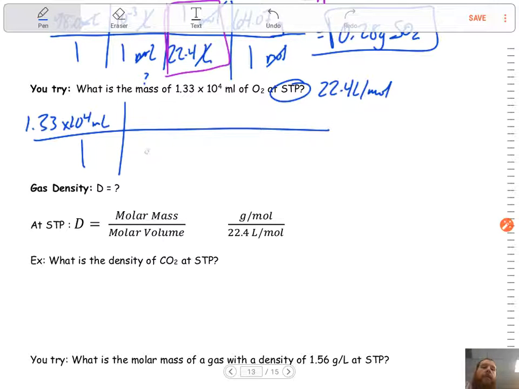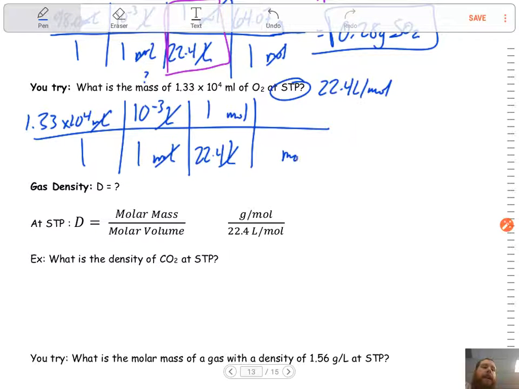So I need to get from milliliters to liters. So milliliters on the bottom, liters on the top. Mils will cancel out. I always put a 1 with my prefix, and then I'll put the 10 factor with my base unit. So this is 10 to the minus third. Moving on. Liters on the bottom, moles on the top. 1 mole, 22.4 liters. Moles now cancel out.